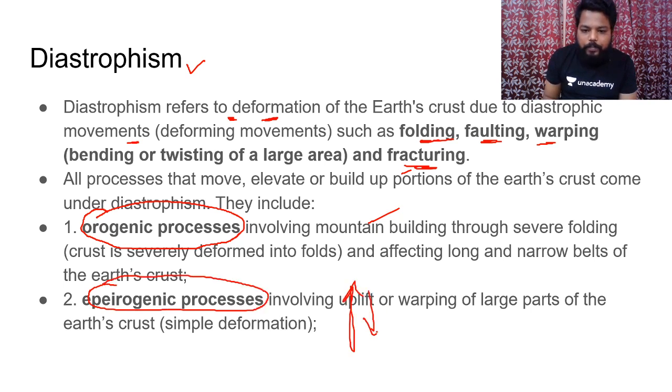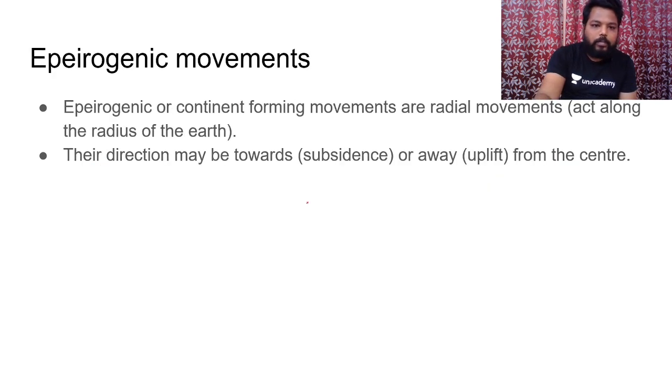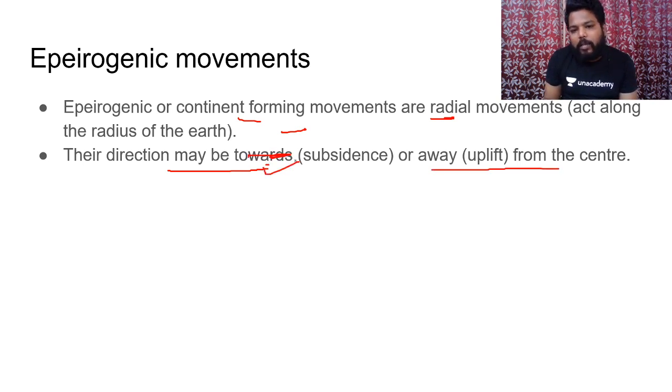Epirogenic are the vertical movements. Orogenic are horizontal movements, either away from each other or towards each other. Clear? And first we'll start with epirogenic movement. Epirogenic or continent forming movements are radial movements that act along the radius of the earth surface. The direction may be towards the center or away from the center. Clear? Towards the center or away from the center.